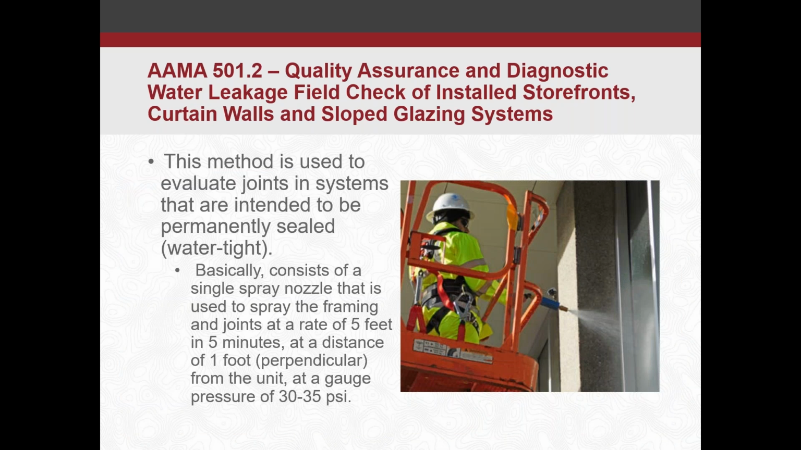Here we have another AMA test method, 501.2, the quality assurance and diagnostic water leakage field check of installed storefronts, curtain walls, and slope glazing systems. This is a test method used to evaluate the joints in the systems intended to be permanently sealed or watertight. This is not something you would typically want to use on any type of window unit that would be operable.